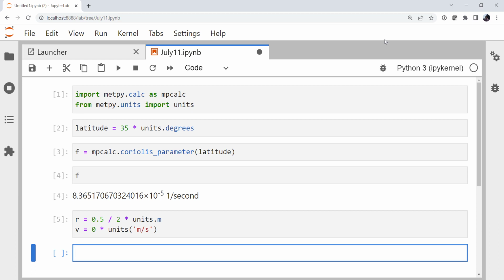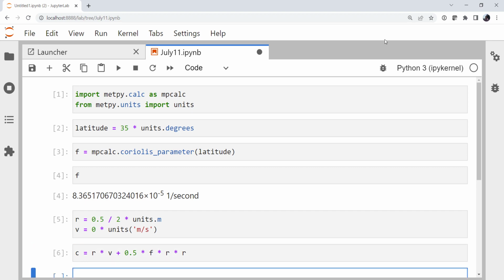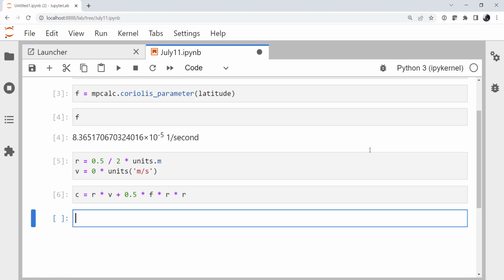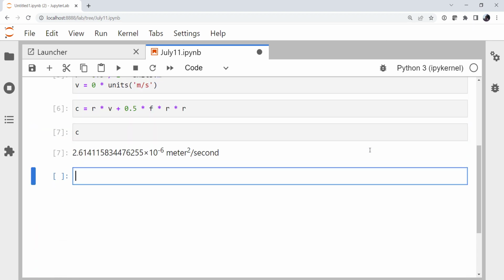So now let's calculate what our constant is for the conservation of angular momentum. It's going to be r times v, which we know is going to go away since velocity is 0, plus 0.5 times the Coriolis parameter times the radius squared. So there's our constant in meters squared per second.